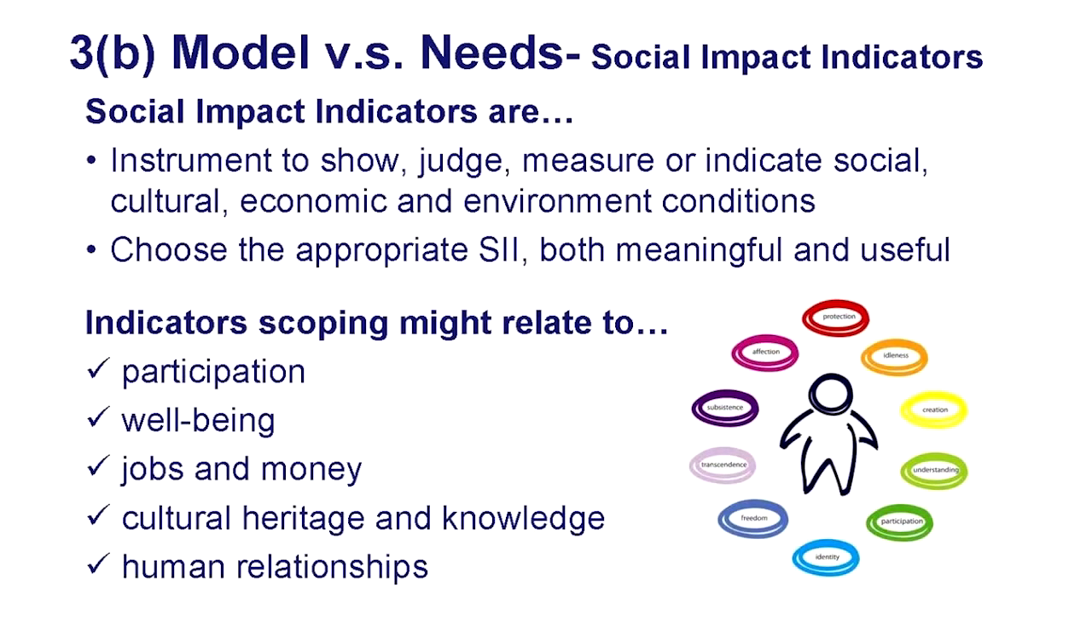Okay, what are some social impact indicators? These indicators are actually instruments that show, judge, and measure or indicate social, cultural, economical, and environmental conditions. So there are 4 conditions, not just 3. The 3 you must meet, but cultural is the 4th one. I don't think a lot of you did something related to cultural. Is there anyone who did anything related to cultural? No, right? Okay, there's the 3. You must meet the 3. The 4th one is not a necessity anyway. So indicators might relate to participation, well-being, jobs and money, culture, heritage and cultural heritage and knowledge, human relationship.